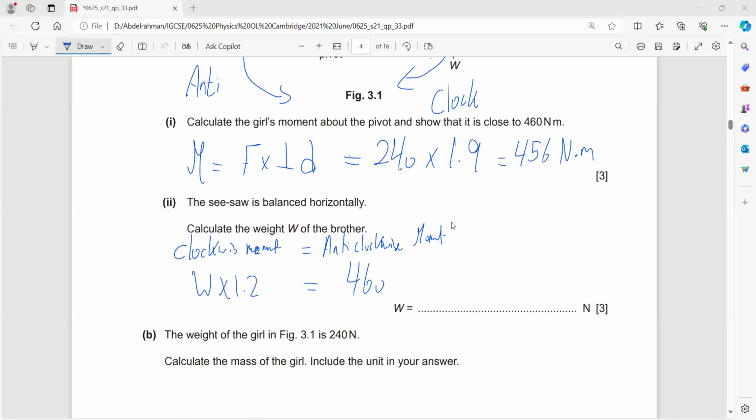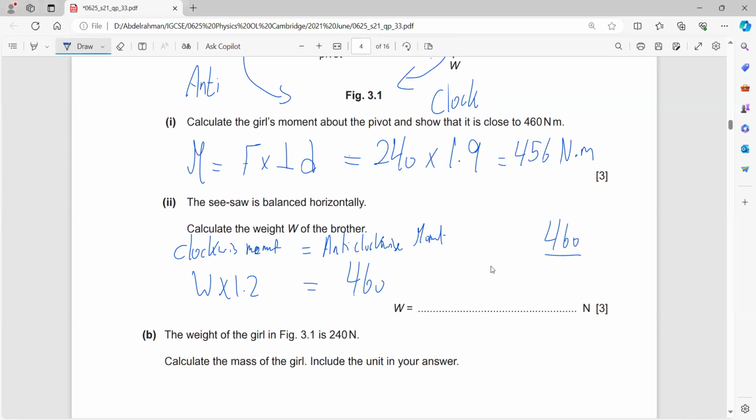Again, never use cross multiplication here. It is not directly proportional, so you cannot use cross multiplication. We must write down the equation: force times distance equals force times distance. Exactly. So W times 1.2 equals 460. If you use 456, it would also be correct.